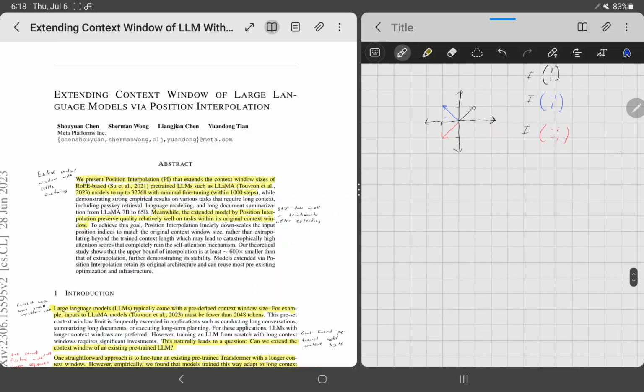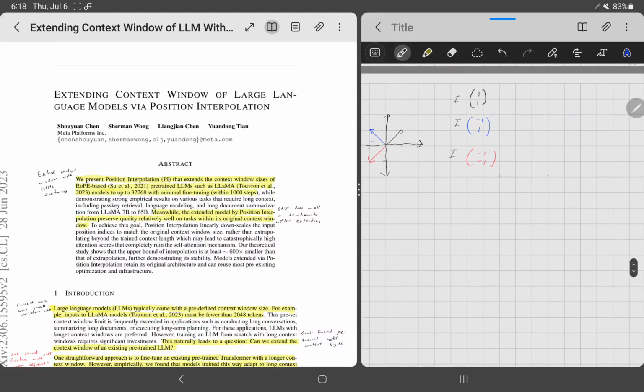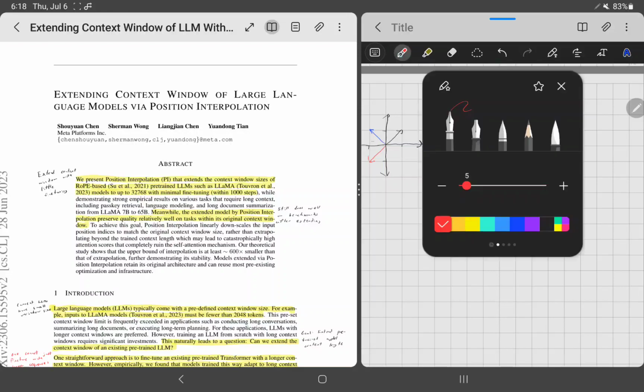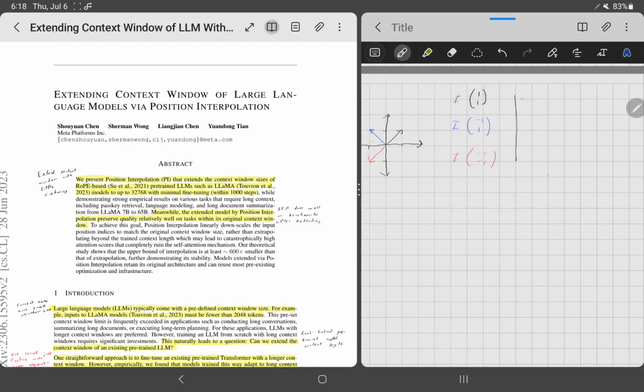And if we take the dot product between these to create our dot product matrix, let me color code these. So that's I, and that is I. And then we want to create our 3x3 matrix.